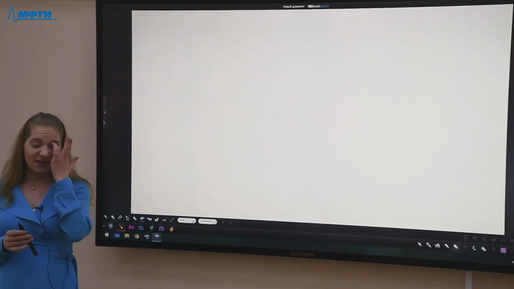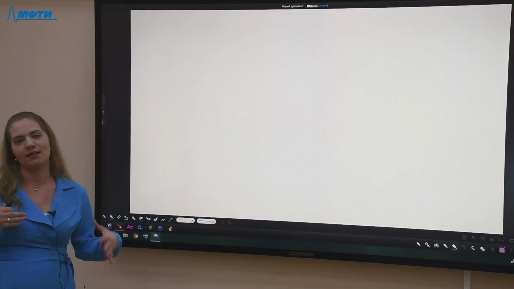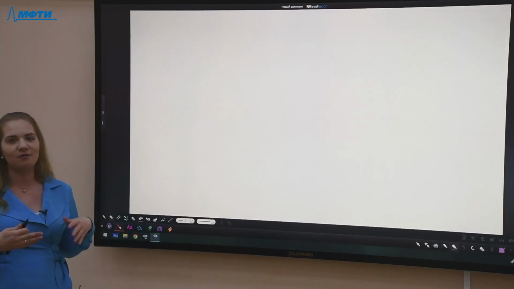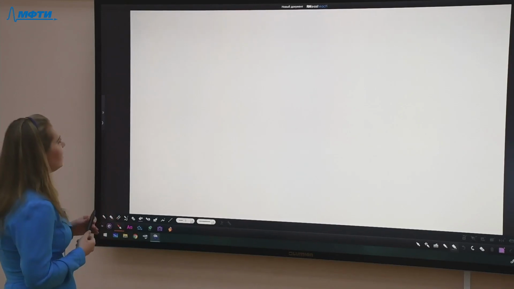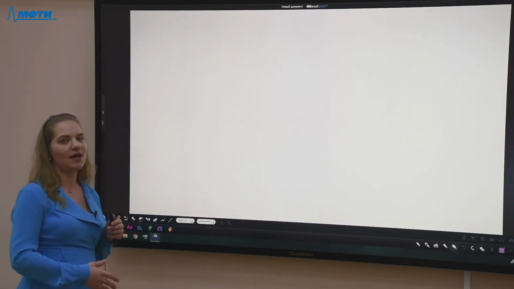Hello. Today we consider our course and we start with quadrilaterals, and today we will consider some special kinds of quadrilaterals. So the first quadrilateral will be a trapezoid.